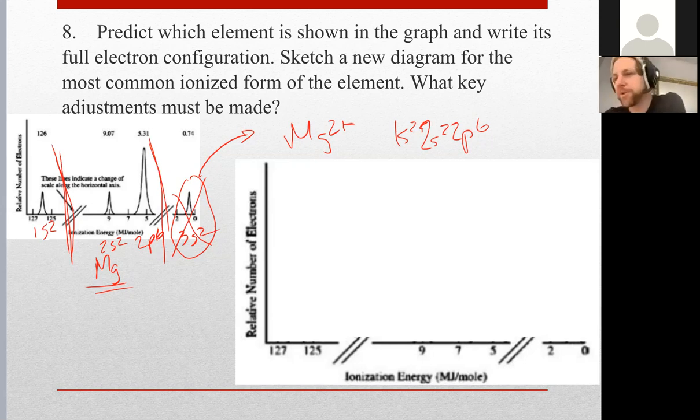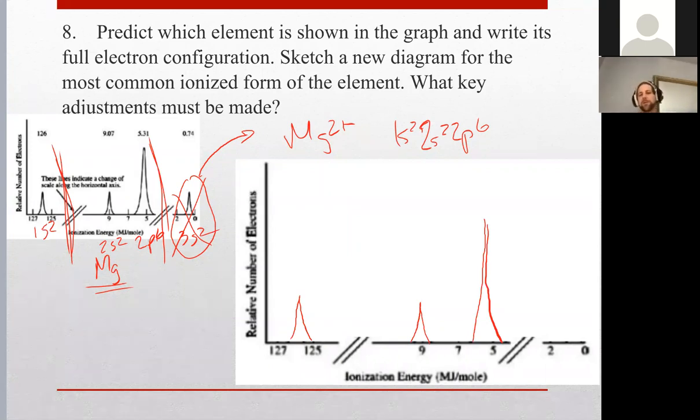So what I'm going to do first is redraw these 3 remaining peaks as close to where they appeared before. So we had one in between 127 and 125. There's an equal height peak on 9. And then a little greater than 5, we're going to have that 2p peak. And so this is what we could predict happens when you just lose the outermost electrons. But there's something else that happens here.